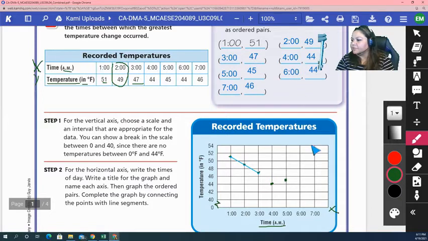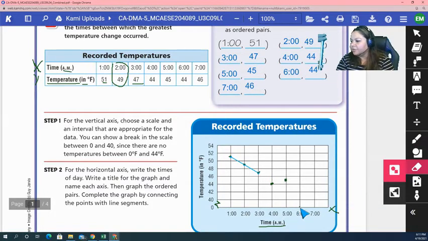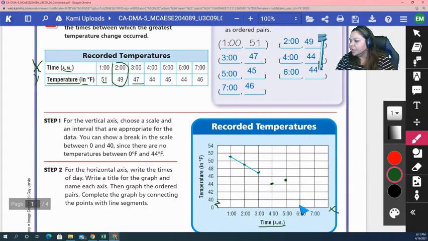And then at 6, it was 44. So at 6, we go 6 on the x. No, the point doesn't go there, though. Okay, so at 6, the coordinate needs to be at 44. So we put it at 44. Okay, 6, 44. And then at 7, it went to 46. So I start on the x-axis with 7, and then I go all the way to 46.